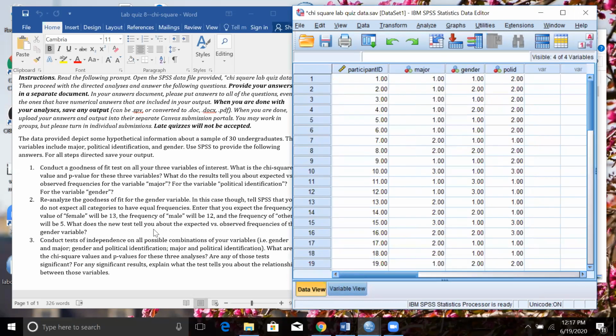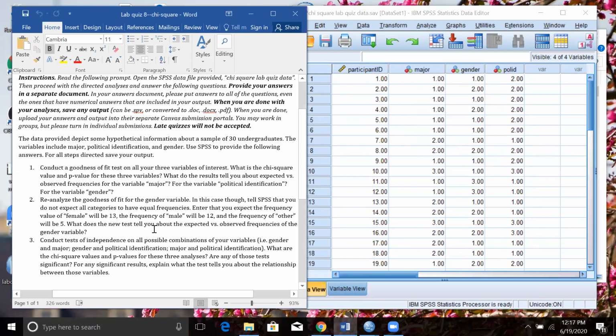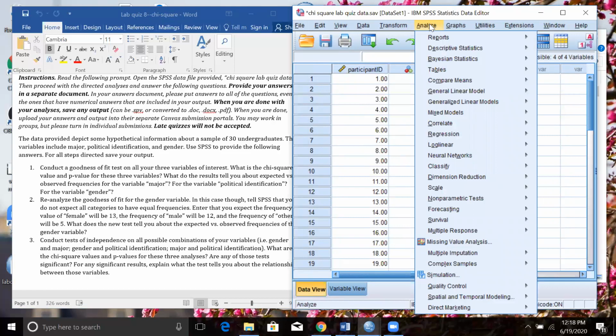Okay, so back to our data itself. First, we're going to conduct a goodness of fit test on all 3 of the variables of interest. What is the chi-square value and p-value for these 3 variables? The chi-square is subject to the same hypothesis testing framework that we've seen before. We obtain a statistical outcome, in this case a chi-square value, and its associated p-value that we use to evaluate for significance. So here's how we run our one-way chi-square. It's kind of hard to find.